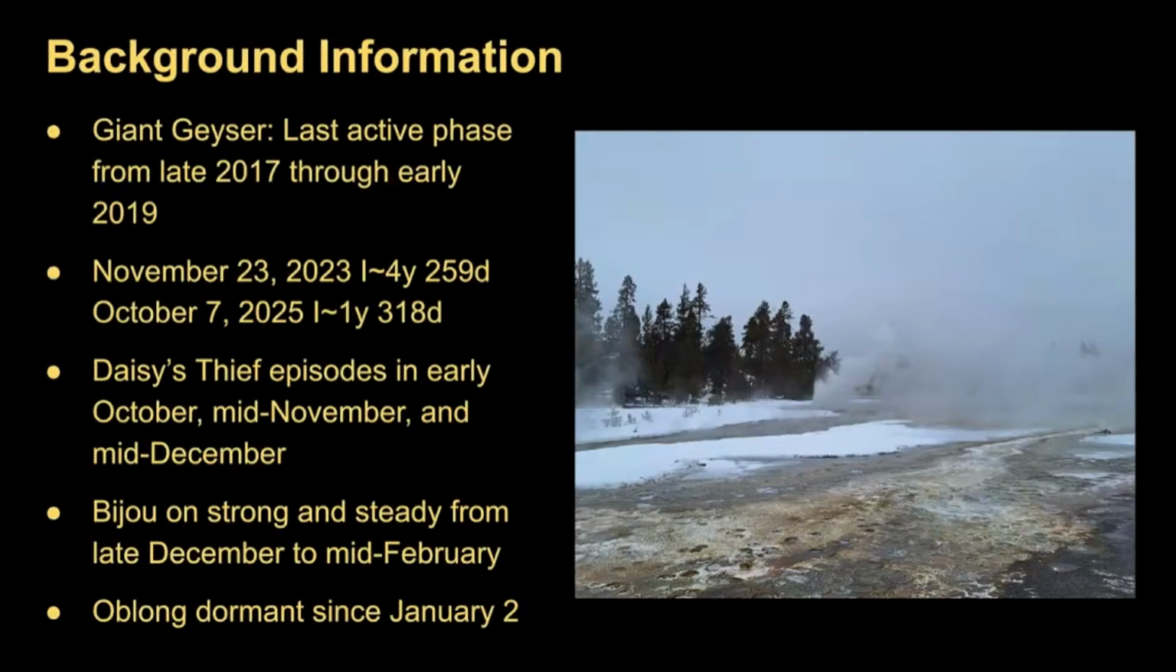An interesting thing that happened over the late 2025 is that Daisy's Thief, which hadn't been active since the early 1970s, had 3 episodes of activity. I do believe that was related to the October 7 eruption of Giant, but it has also not followed up with any further activity after that. Bijou was on strong and steady for a couple of months until late February when it started pausing again. And another thing that happened during that transitional period was that Oblong went dormant and hasn't been seen since January 2.